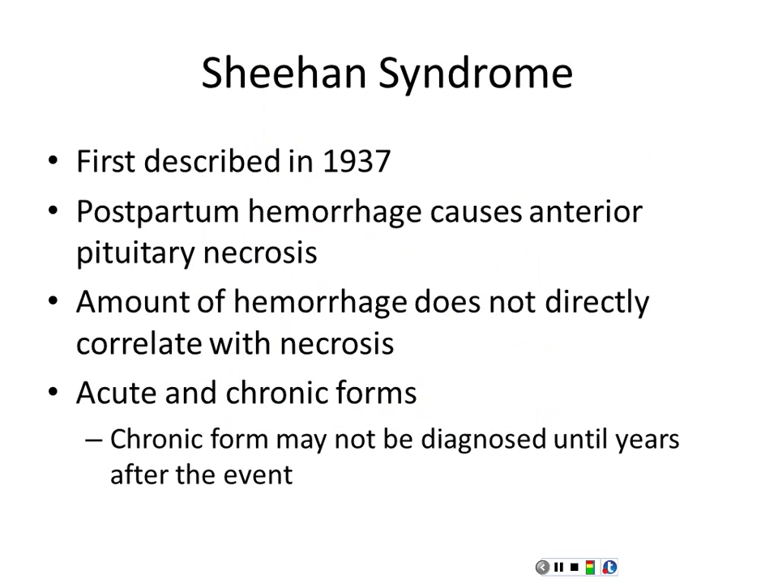So, we actually had a case like this a couple of weeks ago, about a patient who had signs and symptoms concerning for Sheehan syndrome. Sheehan syndrome was first described in 1937, and postpartum hemorrhage causes anterior pituitary necrosis because the pituitary is so hyperplastic, especially by the end of pregnancy. Interestingly, the amount of hemorrhage does not directly correlate with the amount of necrosis. And there are acute and chronic forms. The chronic form may not be diagnosed until years after the event.